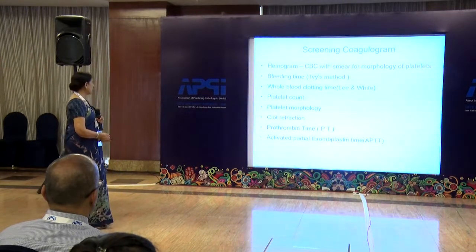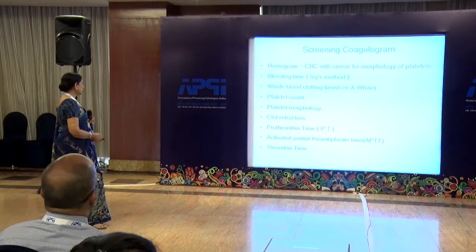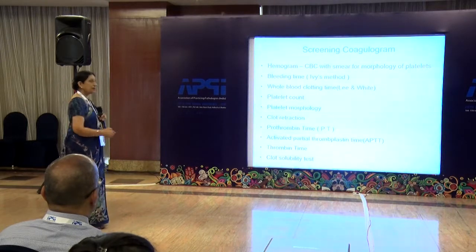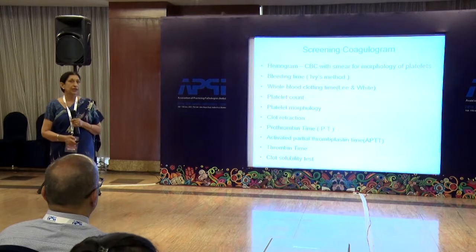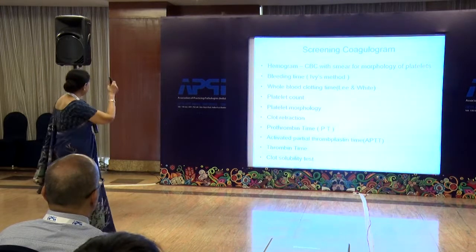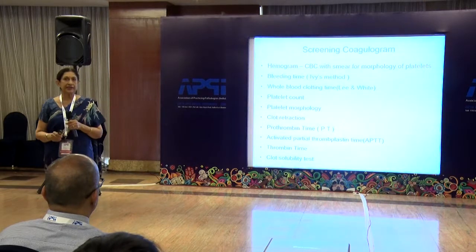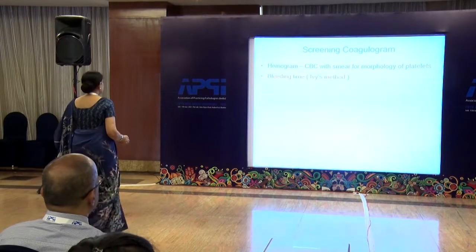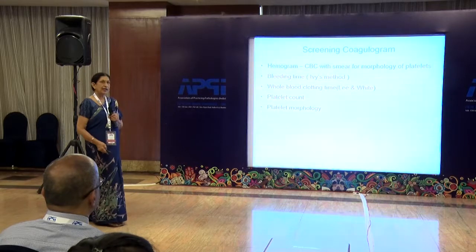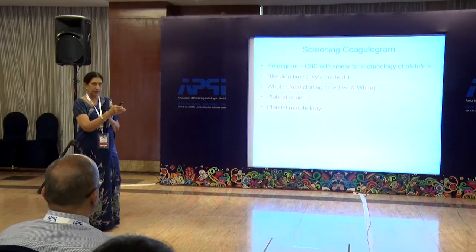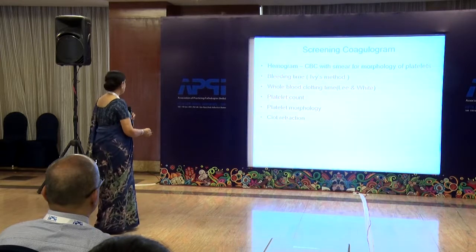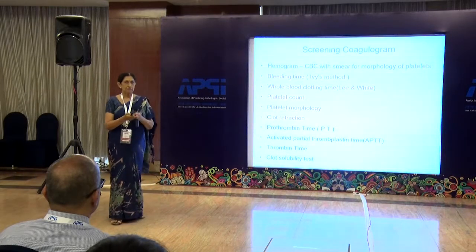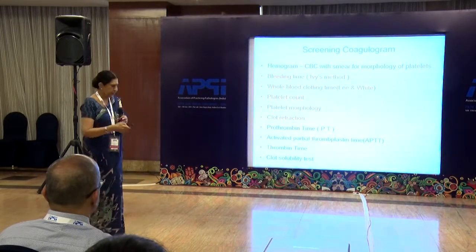Clot retraction, prothrombin time, activated partial thromboplastin time, thrombin time, and not to forget the last but very important clot solubility test. That is the battery, how we collect the sample from our patients and try to reach the diagnosis. These four, the ones in red, are telling us about the platelet problem, either the number or the quality of the platelets. These four at the bottom are the coagulation factors, which are any of the 13 factors which may be there.